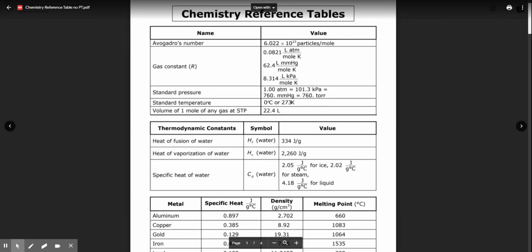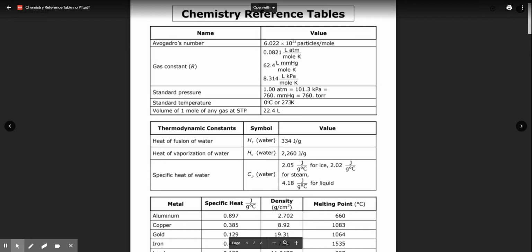This video is reviewing your chemistry reference tables to let you know what type of information you have available. So on the very front, at the beginning, we have Avogadro's number. It tells you how many particles are in 1 mole of anything. The particles that we really focused on were atoms or molecules.